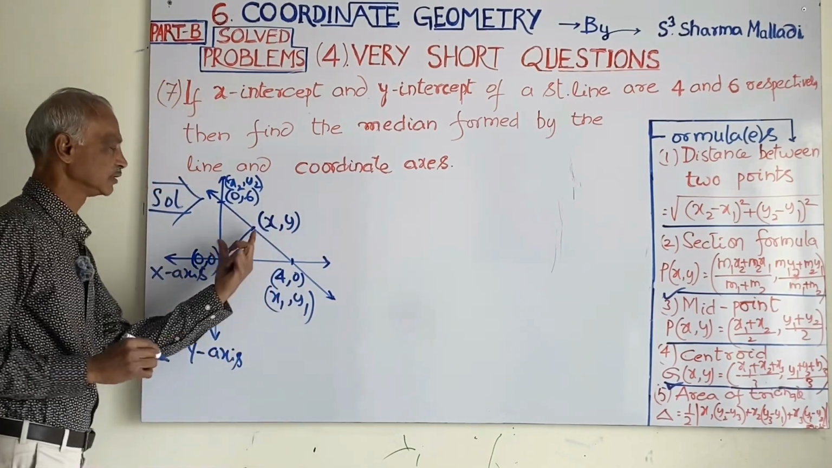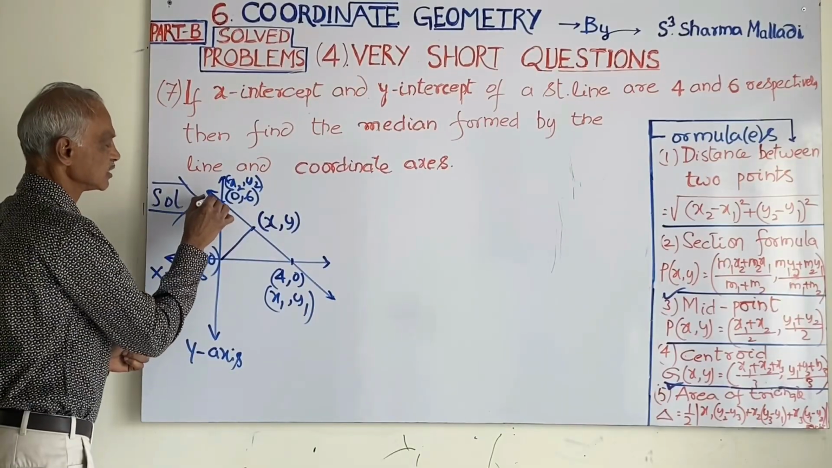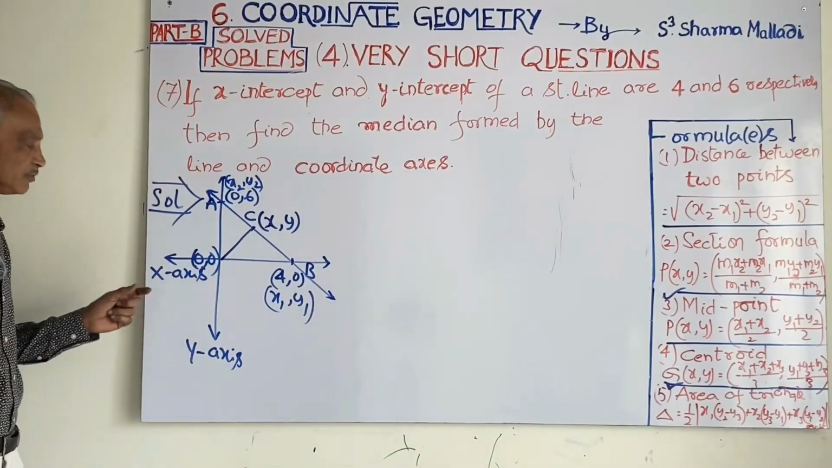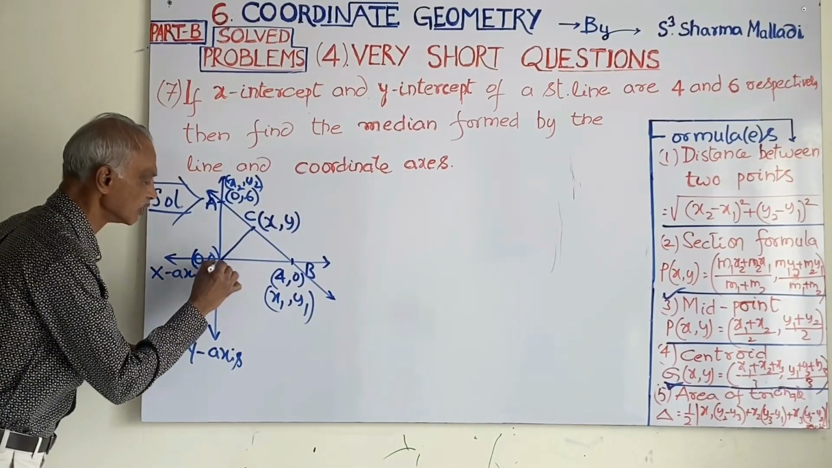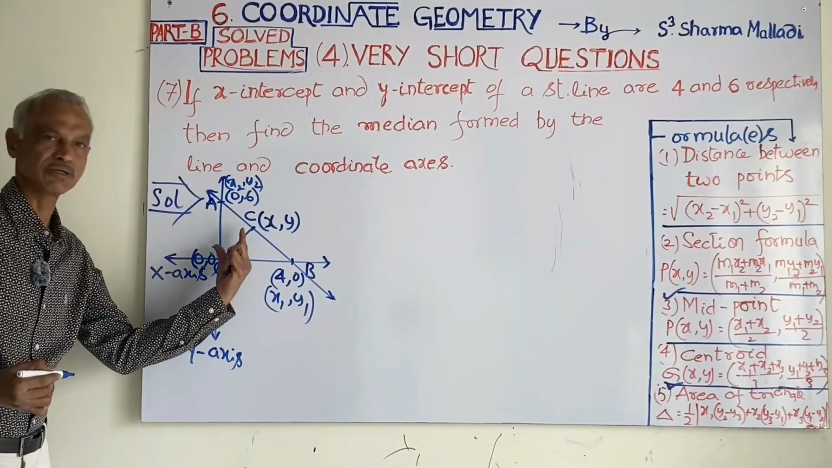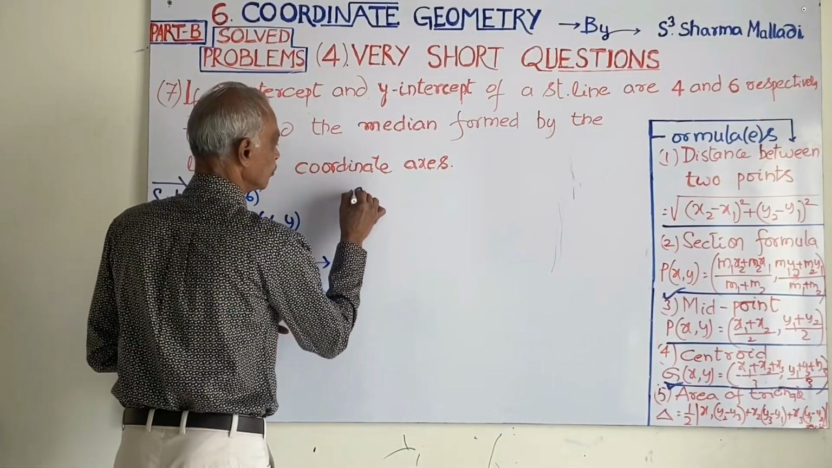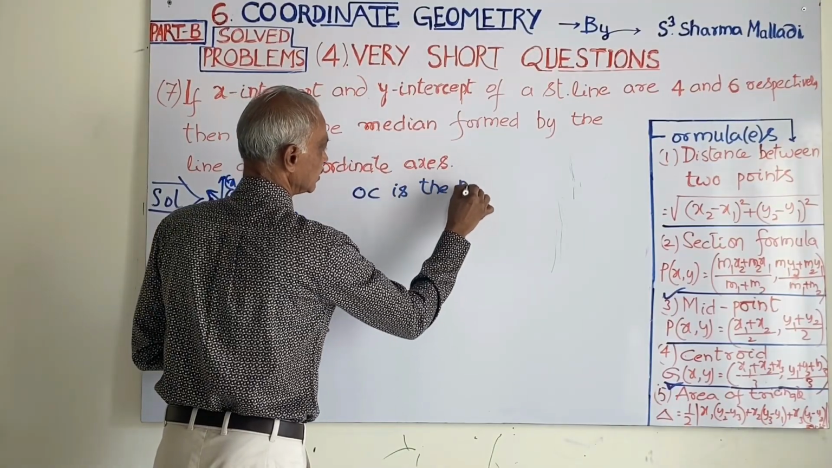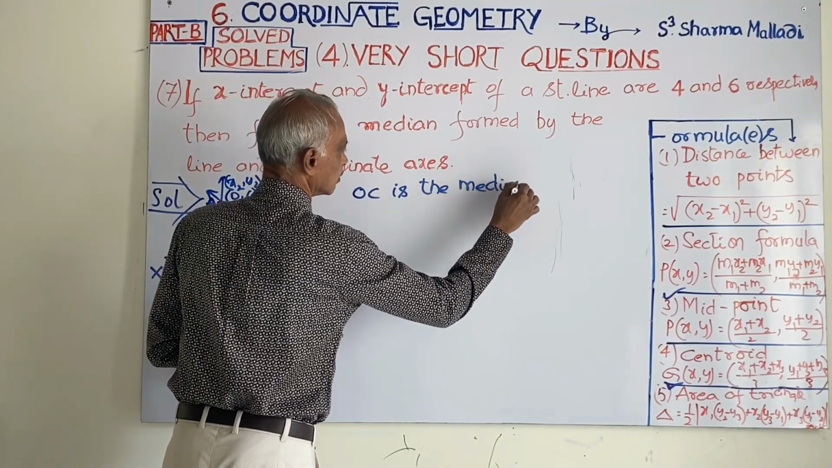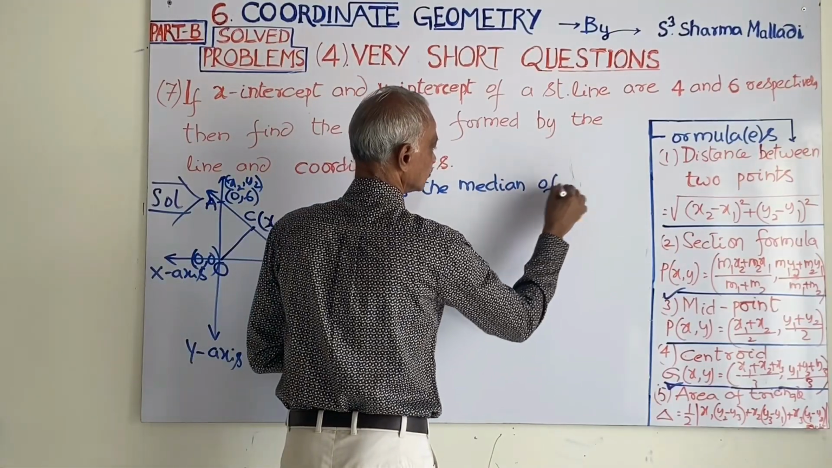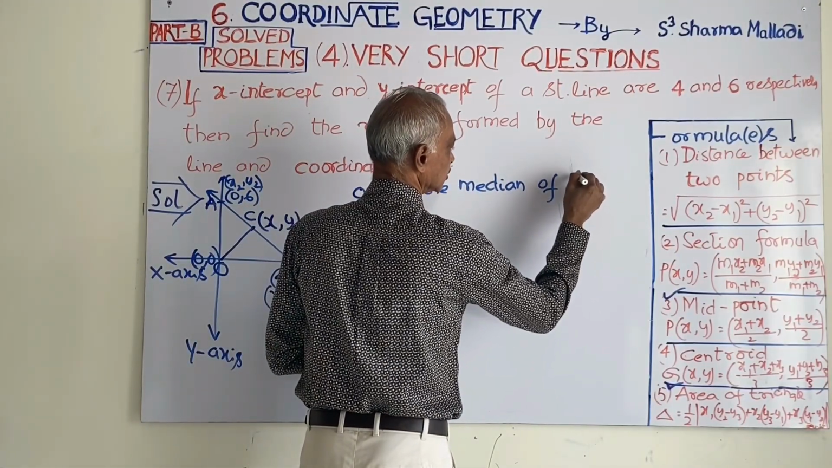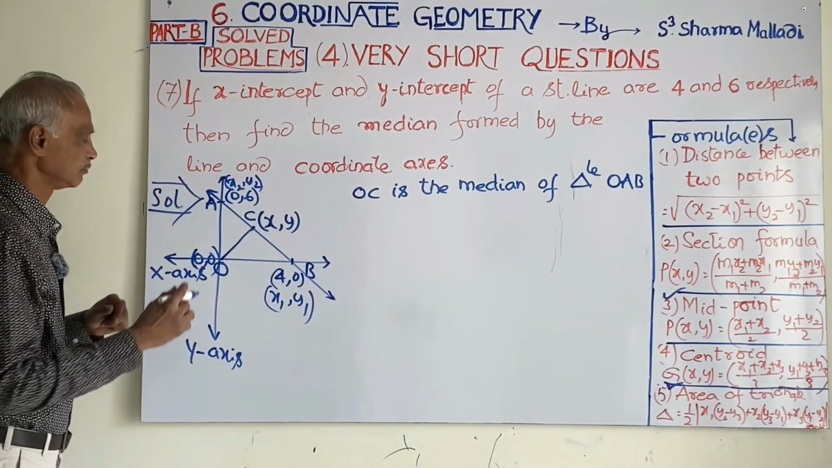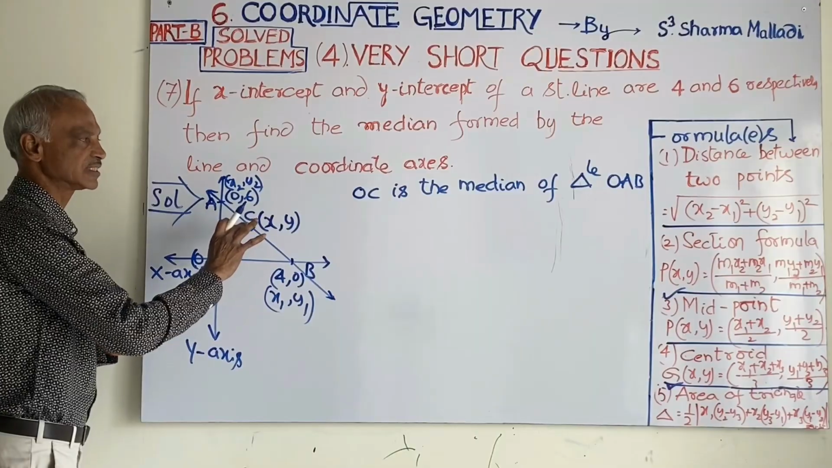We have to find this median. You take these as A, B, and this is C. And this is the origin O. We have to find OC. OC is the median of the triangle OAB. We have to find the median, meaning the distance between O and C.